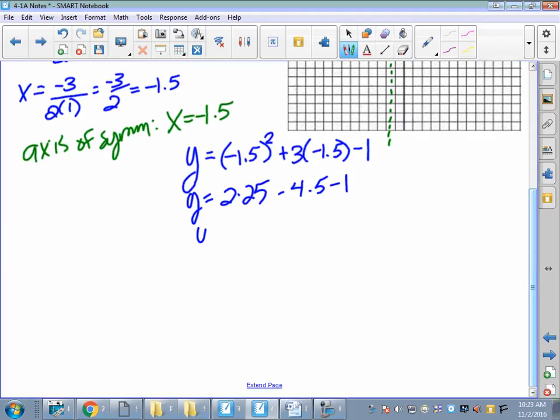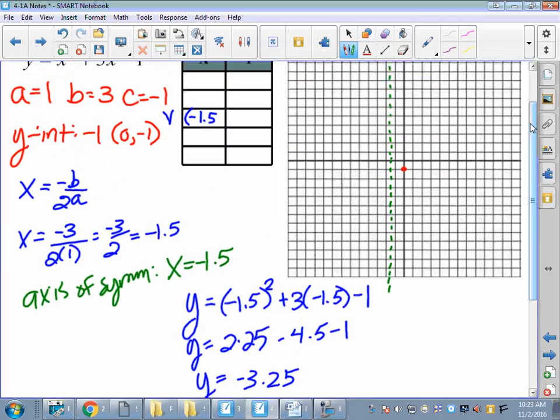This is one of the most important calculations that you make. So now we're going to add 2.25, take away 4.5, and subtract 1, and you get -2.75. I feel like I did something wrong, so give me 1 second. There we go. I ended up with -3.25 as my solution. So that is the y-coordinate of my vertex.